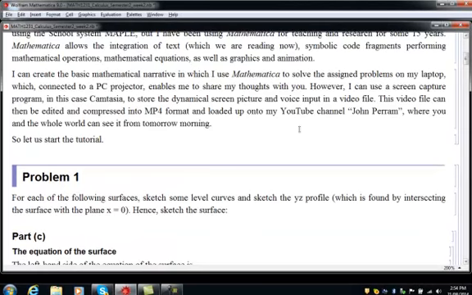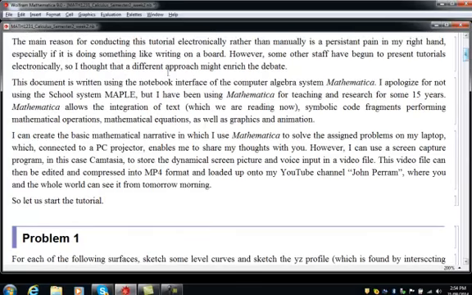So let's go down a bit. Not that far. So this document is written using the notebook interface of the computer algebra system Mathematica. I apologise for not using the school system Maple, but I've been using Mathematica for teaching and research for some 15 years. And Mathematica allows the integration of text, which we're reading now, symbolic code fragments, which we'll see in a bit, and performing mathematical operations, mathematical equations, as well as graphics and animation.